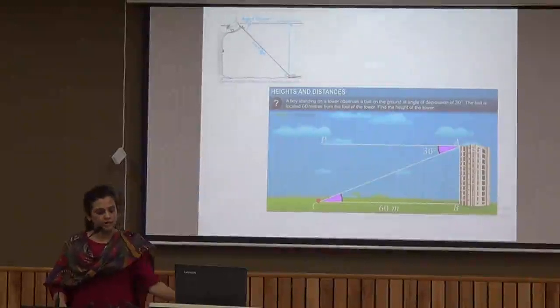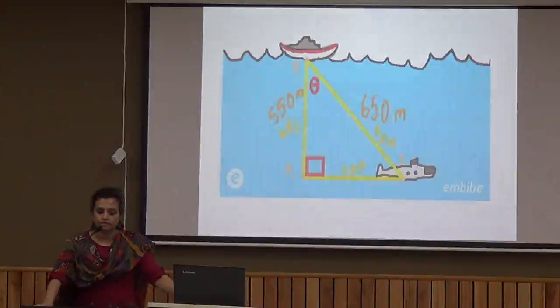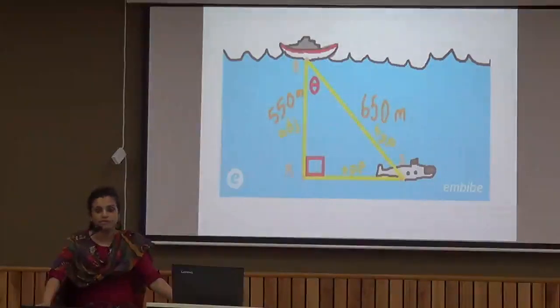So children, now that we've understood angle of depression, let's quickly check whether the given question can be solved. Now look at this picture. You've seen a ship and you can see kind of a submarine. Now this is being done by a student. Take 10 seconds and see whether theta is the angle of depression.